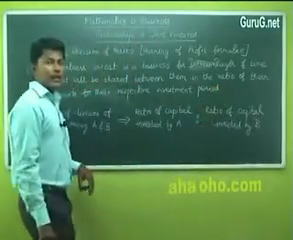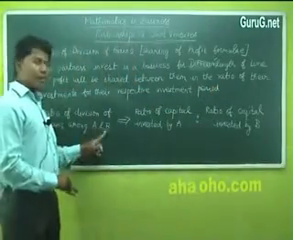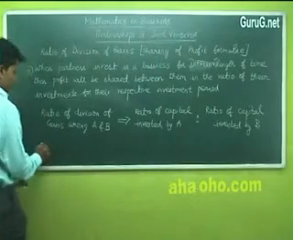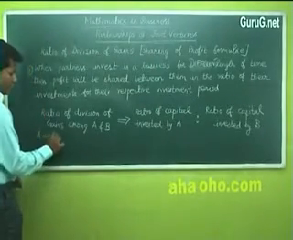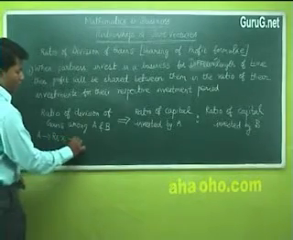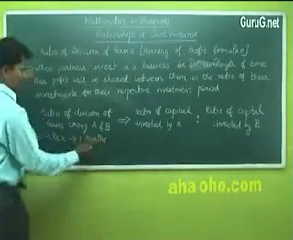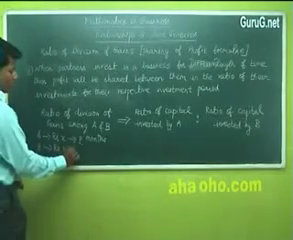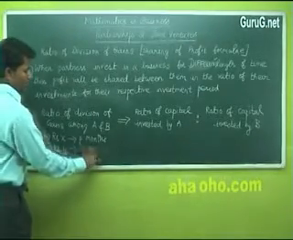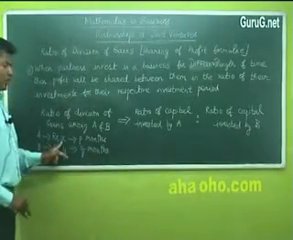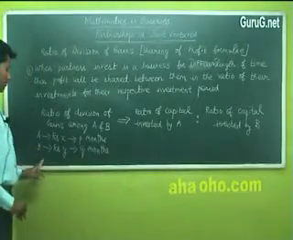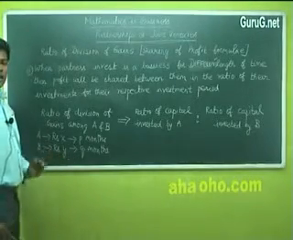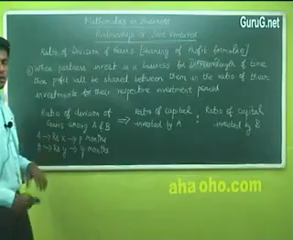That is, let us say there are 2 partners, A and B, in a business. A is investing rupees X for P months, and B is investing rupees Y for Q months. In this case, how will you share the profit?